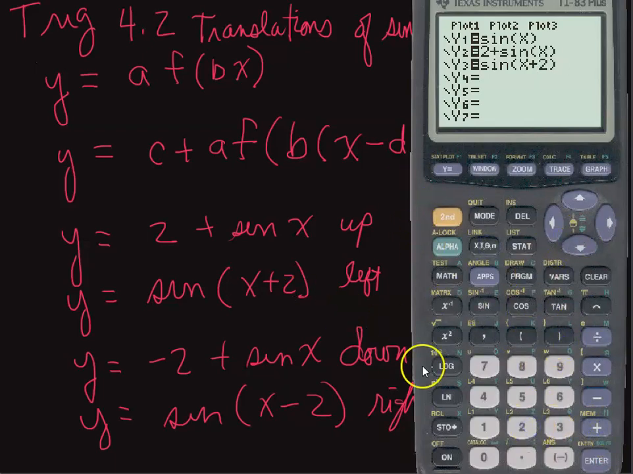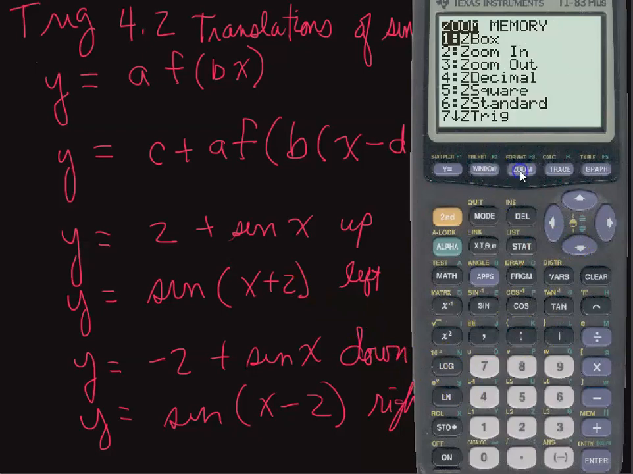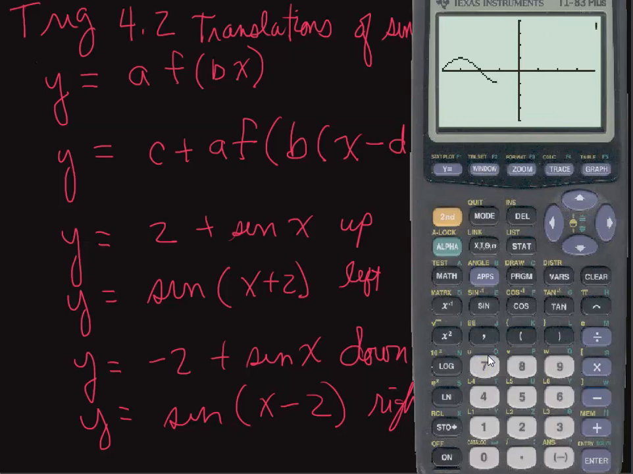So if we do this and just zoom trig, trig number 7. There's the normal. There's a period to the left and a period to the right of 0. Now we move it up 2, but it doesn't stretch it anyway. It just moves it up 2. Or we move it to the left 2. This was right here. It moved it 2 units to the left.